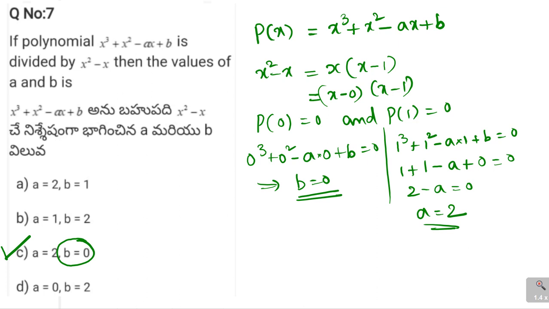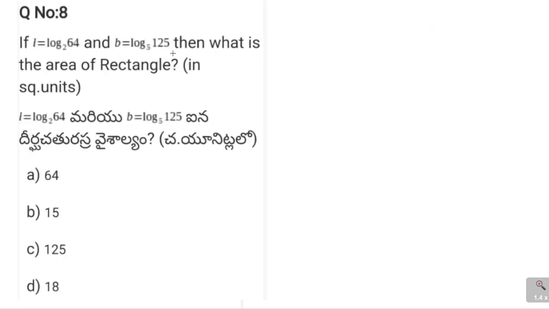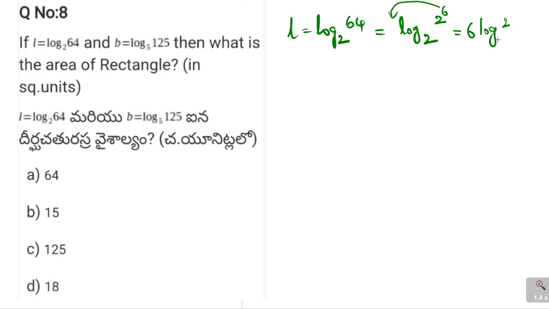Let's go to next problem. If L equal to log 64 base 2 and B equal to log 125 base 5, then what is the area of rectangle in square units? Given that L equal to log 64 base 2, you can write log 64 as 2 power 6 to the base 2. So this is equal to, we can bring this 6 to front side, 6 times log 2 base 2.